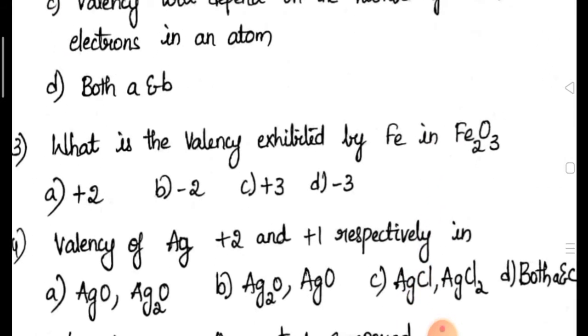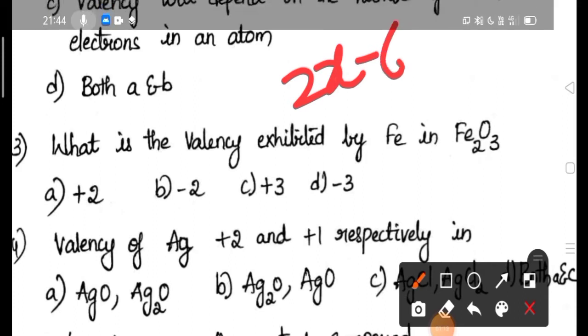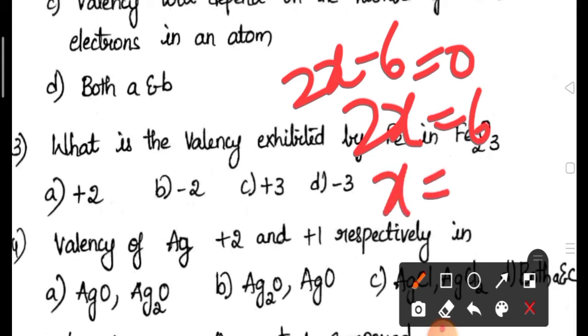And third question, what is the valency exhibited by Fe in Fe2O3? We have already found it out. 2x minus 6 equal to 0. So 2x equal to 6. X equal to 6 by 2, that is equal to 3. So the valency exhibited by iron in Fe2O3 is plus 3.